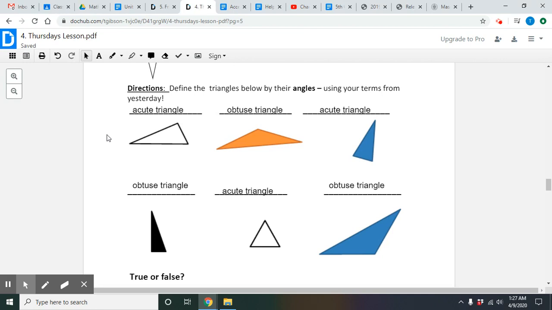Check your work. Pause the video, check your work, make sure you use the terms from yesterday. And if you are still confused on this, make sure you are highlighting this section, contacting your teachers, and bringing out your notes when you do so that you can ask clarifying questions on what you're confused on. Go ahead and pause the video.